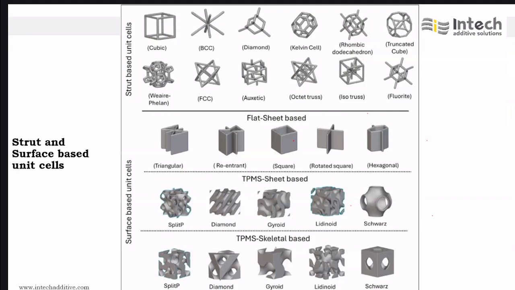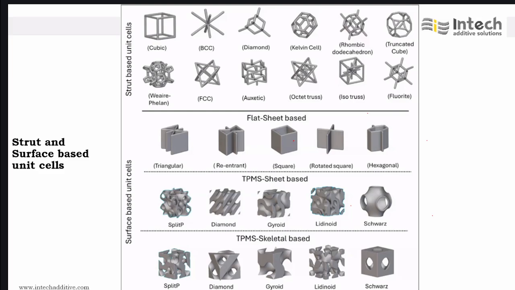And these are the unit cells that are used in lattice structures, where we have strut-based unit cells. Like let's say you have body-centered cubic, diamond, and so on. These are very simple, predictable, and also isotropic, where it exhibits the same properties in all directions.